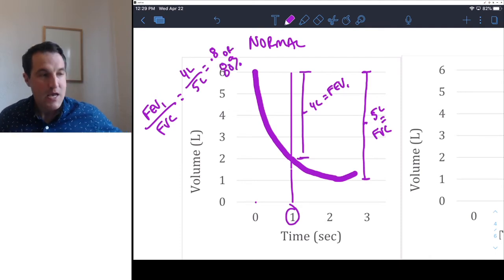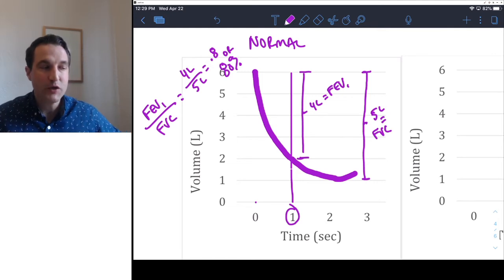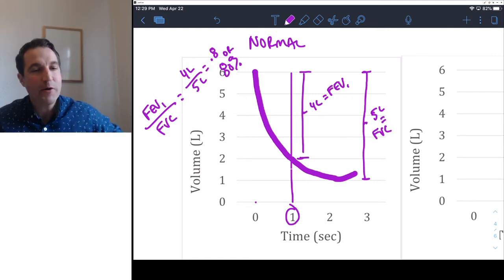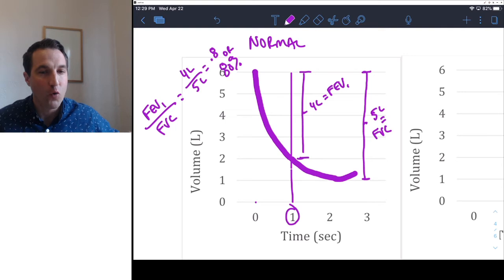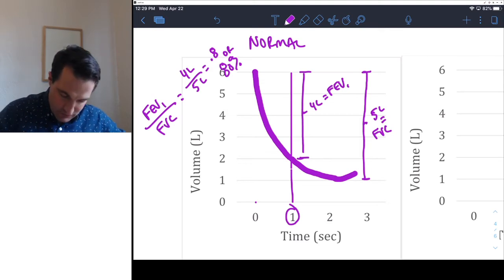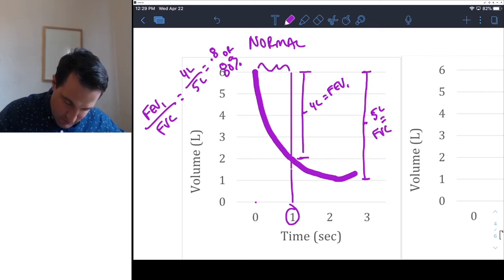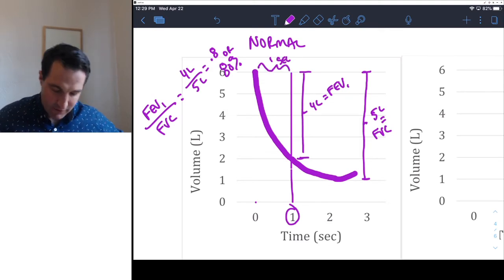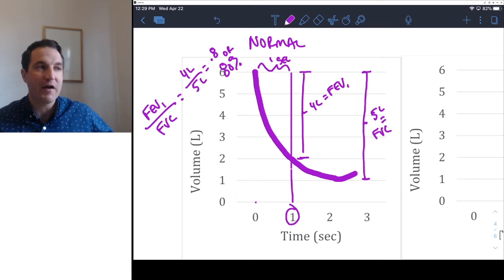80%. In a normal person, you are able to exhale right around 80% of your total forced vital capacity within that first second. That shows good lung function. Here's our first second, right there. We got 4 liters out in that first second, 5 liters out total. The ratio there was about 0.8.